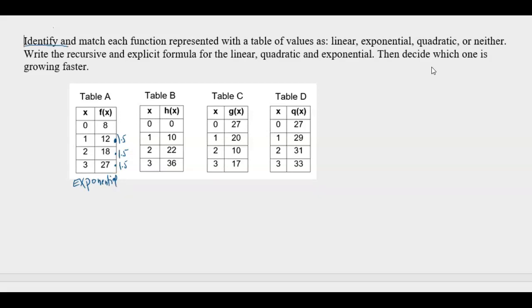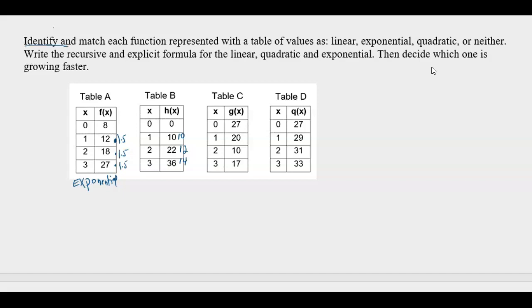Okay. Now, for table B, when x is 0, to get from 0 to 10, we have to add 10. 0 plus 10 is 10, and from 10 to 22, we add 12. From 22 to 36, we add 14. Okay, so now we can see this one is not linear.